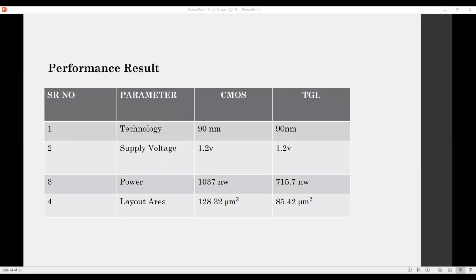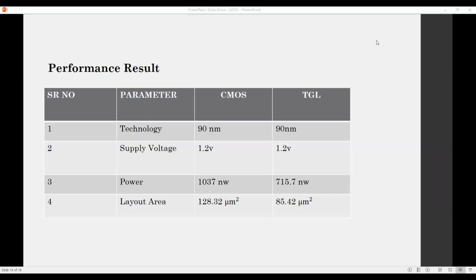Now I'm discussing the performance result of our project, which is a comparative analysis of full adder using CMOS and TGL. In our project, the technology parameter of both CMOS and TGL is 90 nanometer, where the supply voltage of both is 1.2 volt. From the Cadence waveform calculator, we get the power for CMOS is 1037 nanowatt and for TGL 715.7 nanowatt.